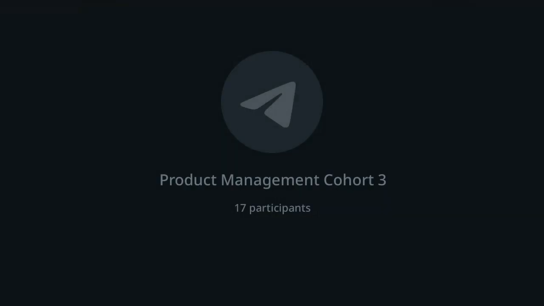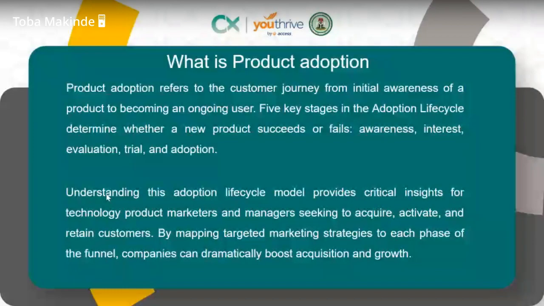All right. By mapping targeted marketing strategies to each phase of the funnel, companies can dramatically boost acquisition and growth. So there are a couple of stages: awareness, interest, evaluation, trial, adoption. There's a need for you as a product manager to have a tailored strategy that would help you tackle your customer at every phase, at every stage of this product adoption process.